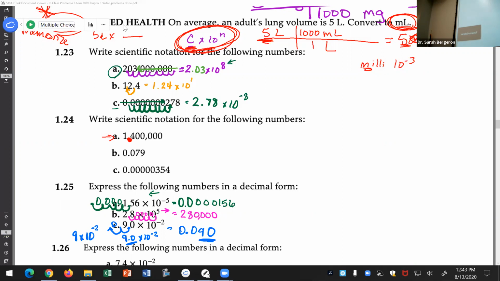So what I do is I just count my jumps. I say, okay, my decimal starting here, and I'm gonna count my jumps. 1, 2, 3, 4, 5, 6. So 1, oh, I thought I erased.